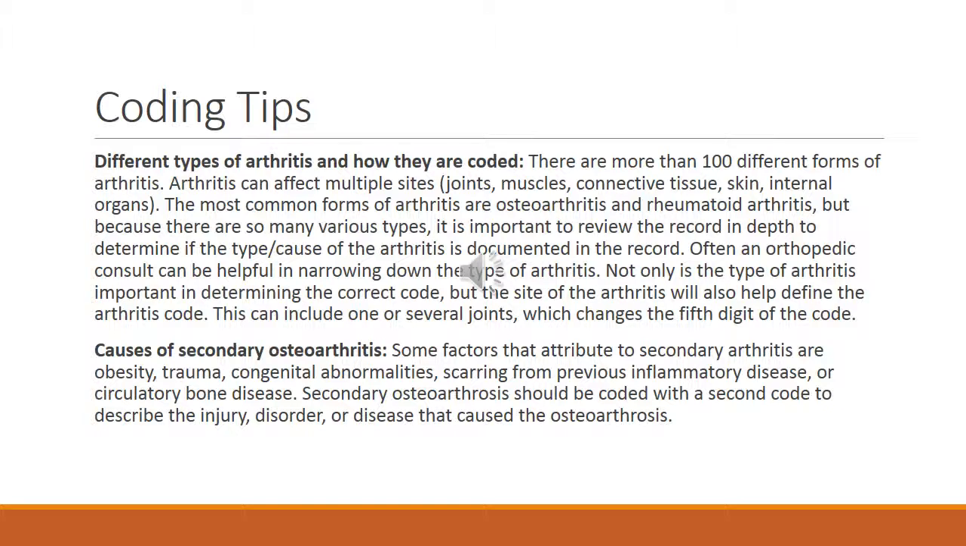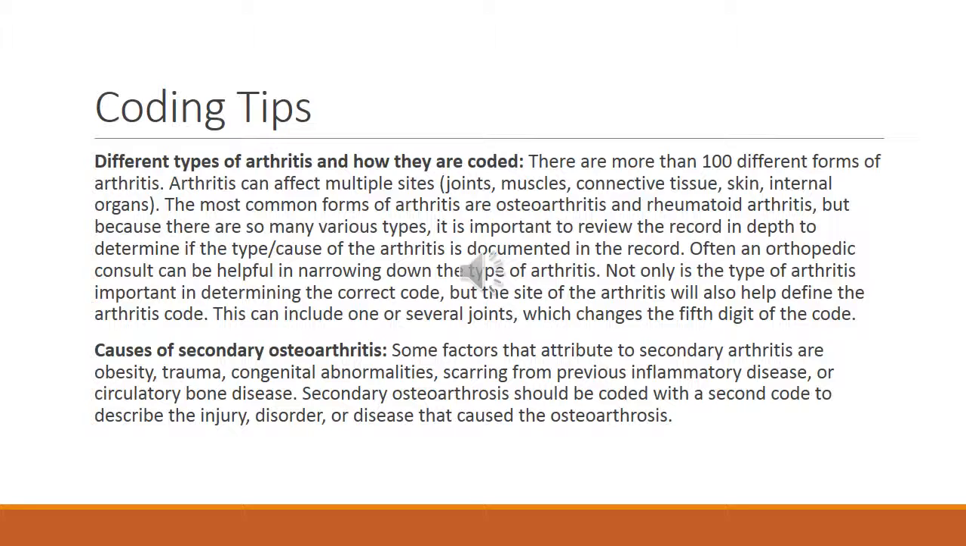Okay, continuing on with some coding tips. Different types of arthritis and how they are coded. There are more than 100 different forms of arthritis. Arthritis can affect multiple sites, such as joints, muscles, connective tissue, skin, or internal organs.